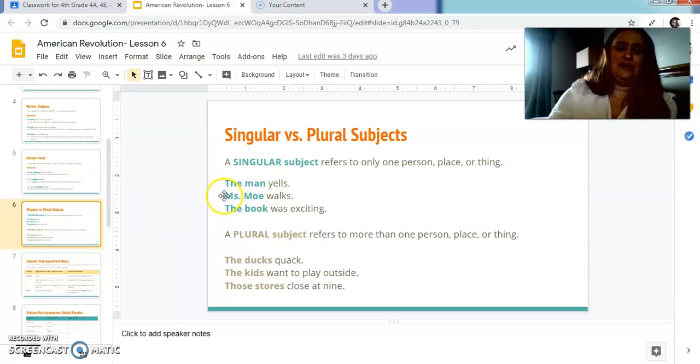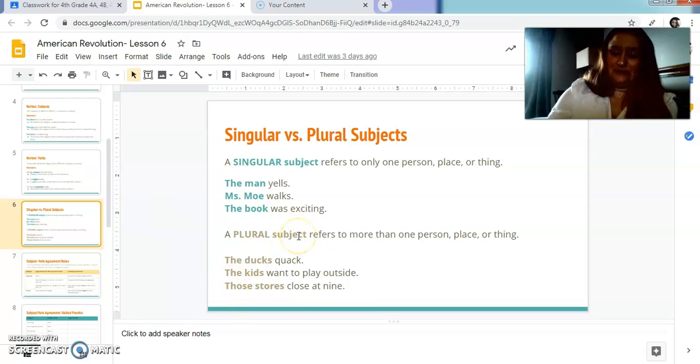Another example, Miss Mo walks. Miss Mo is a singular subject because I'm not saying Miss Mo's. I'm not talking about more than one Miss Mo, right? There's just one Miss Mo, and she's doing something. And the book was exciting. I'm only talking about one book, so that's a singular subject. So remember, a singular subject is the who or what in the sentence that's doing something, but it's only one person, place, or thing.